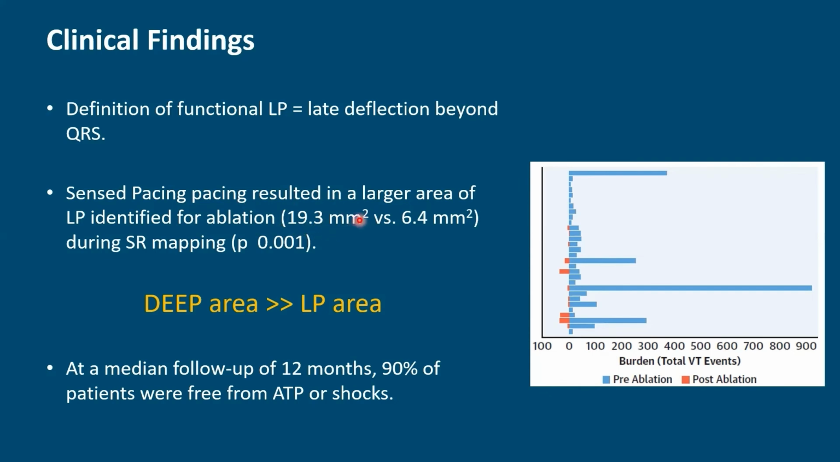The sensed pacing area was approximately 19.3. It's been reported as millimeters squared in the study, but I believe this should be centimeters squared, versus 6.4 during sinus rhythm mapping. So in this study, the deep area was large, the late potential area was small. And if we look at the bar graph here, the amount of VT burden to the right was significantly greater than the amount of VT burden to the left at 12-month follow-up. And 90% of patients were free from ATP and shocks.